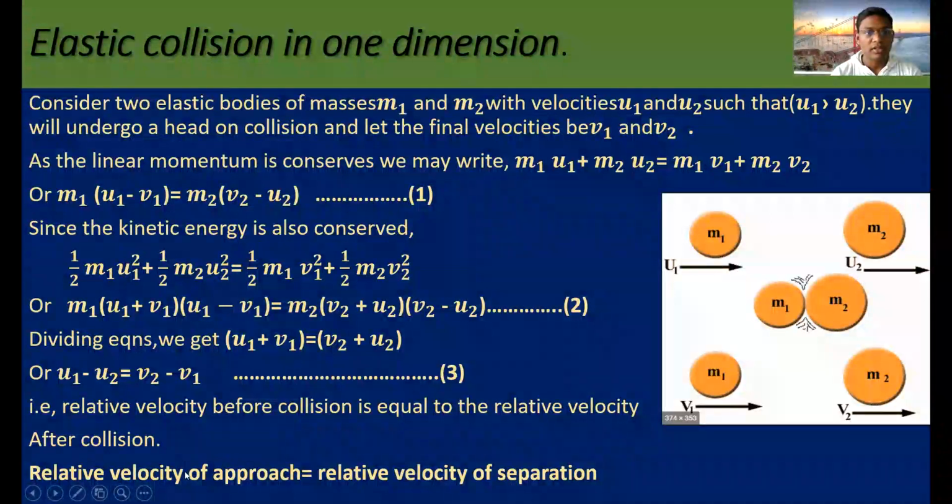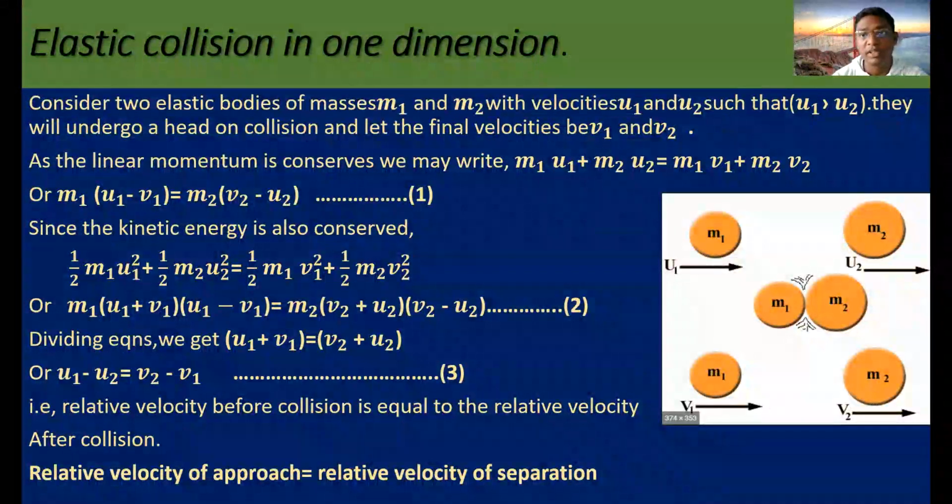So what is the conclusion here? The relative velocity of approach, meaning before collision, is equal to the relative velocity of separation, all right. u1 minus u2 is equal to v2 minus v1, and this condition is very important. Where does it happen? Only in elastic collision, all right. So this is how the initial and final velocities are related.